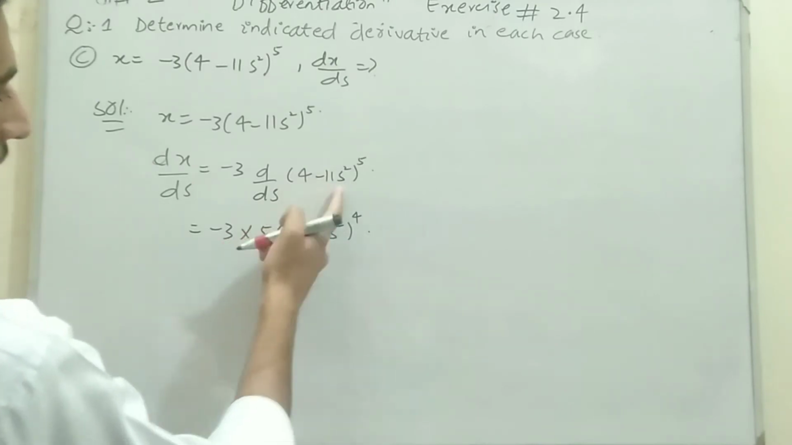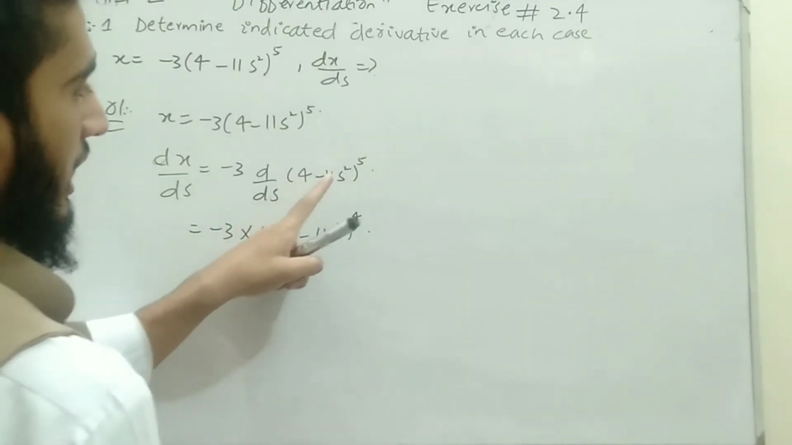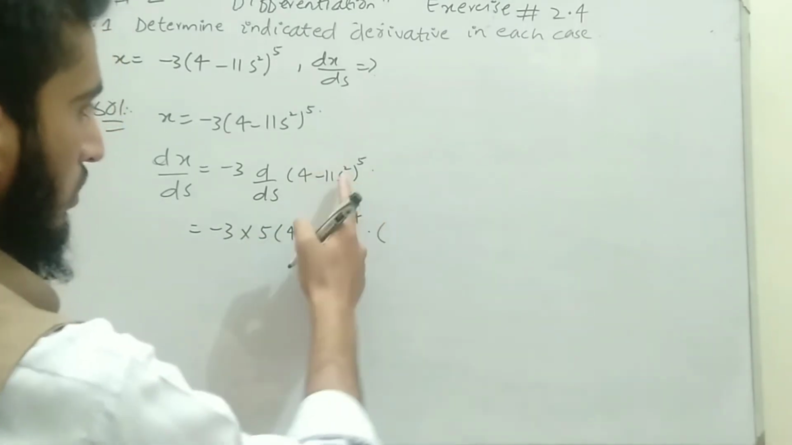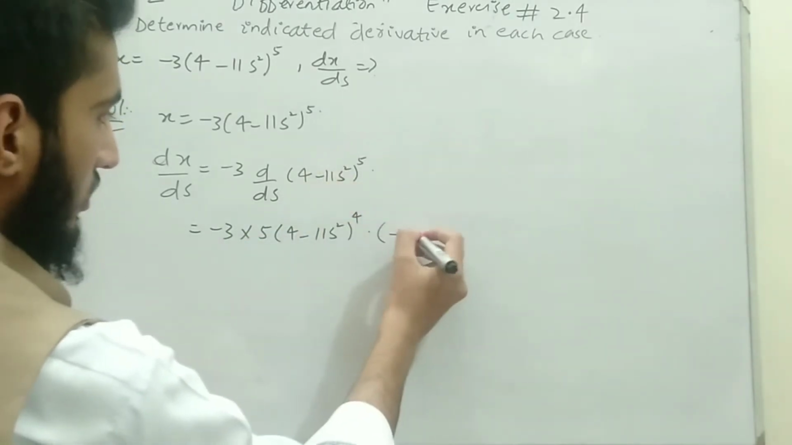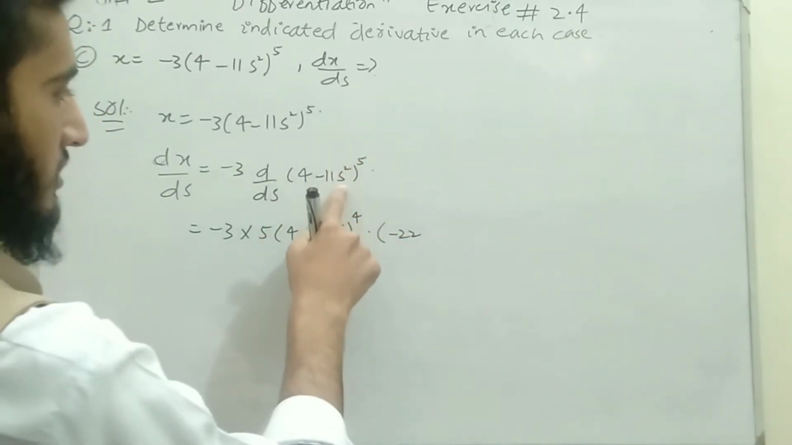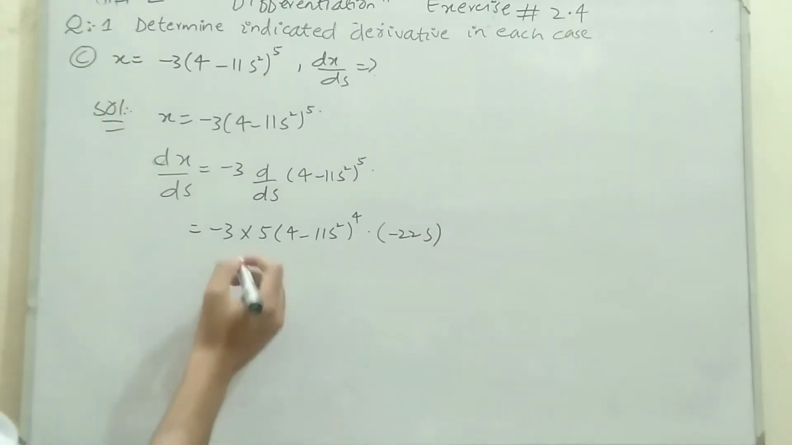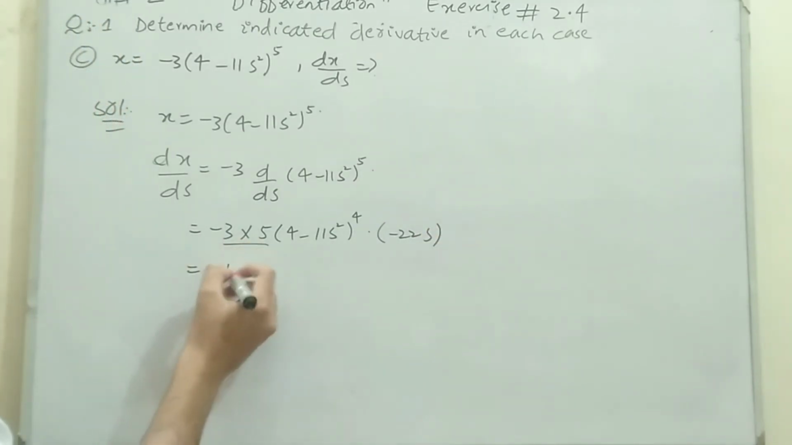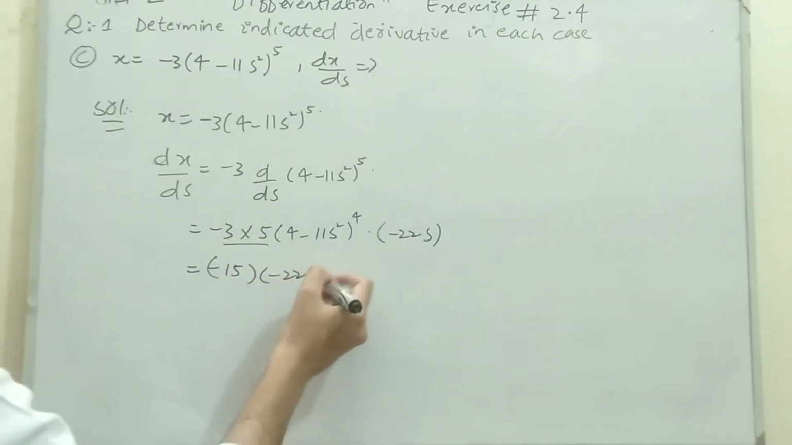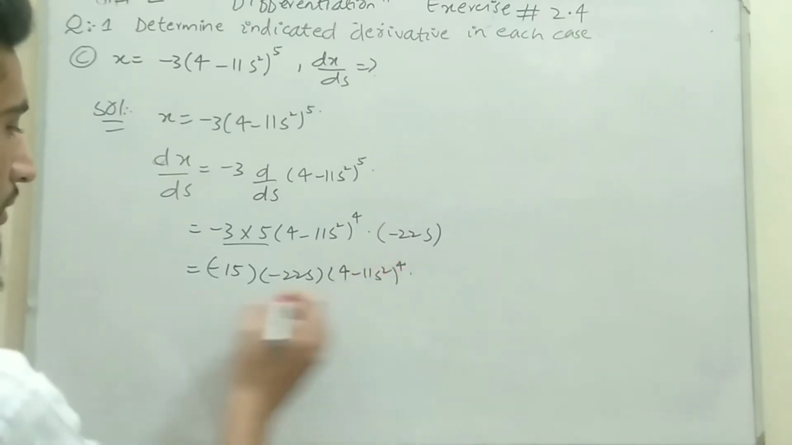Differentiating this inner function, the derivative of 4 is 0 because this is a constant. And the derivative of minus 11 s square, according to the generalized power rule, 2 comes to the front, it becomes minus 22 because 11 multiplied by 2 gives us 22. And subtract 1 in the power, so it becomes just s. So minus 22s. Now after this, here we have minus 5 multiplied by minus 22s and multiplied by this function (4 minus 11 s square) whole raised to power 4.